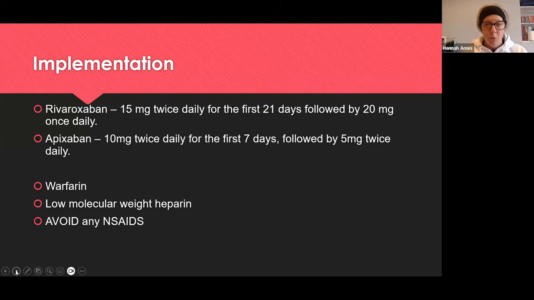We do also treat with warfarin, one of the older anticoagulants, and if patients can't have warfarin or apixaban or rivaroxaban, for example, we would treat with low molecular weight heparin. Important with these anticoagulants, we wouldn't be giving non-steroidal anti-inflammatories. So be aware of your ibuprofens on your medication chart for pain. We wouldn't be giving those.